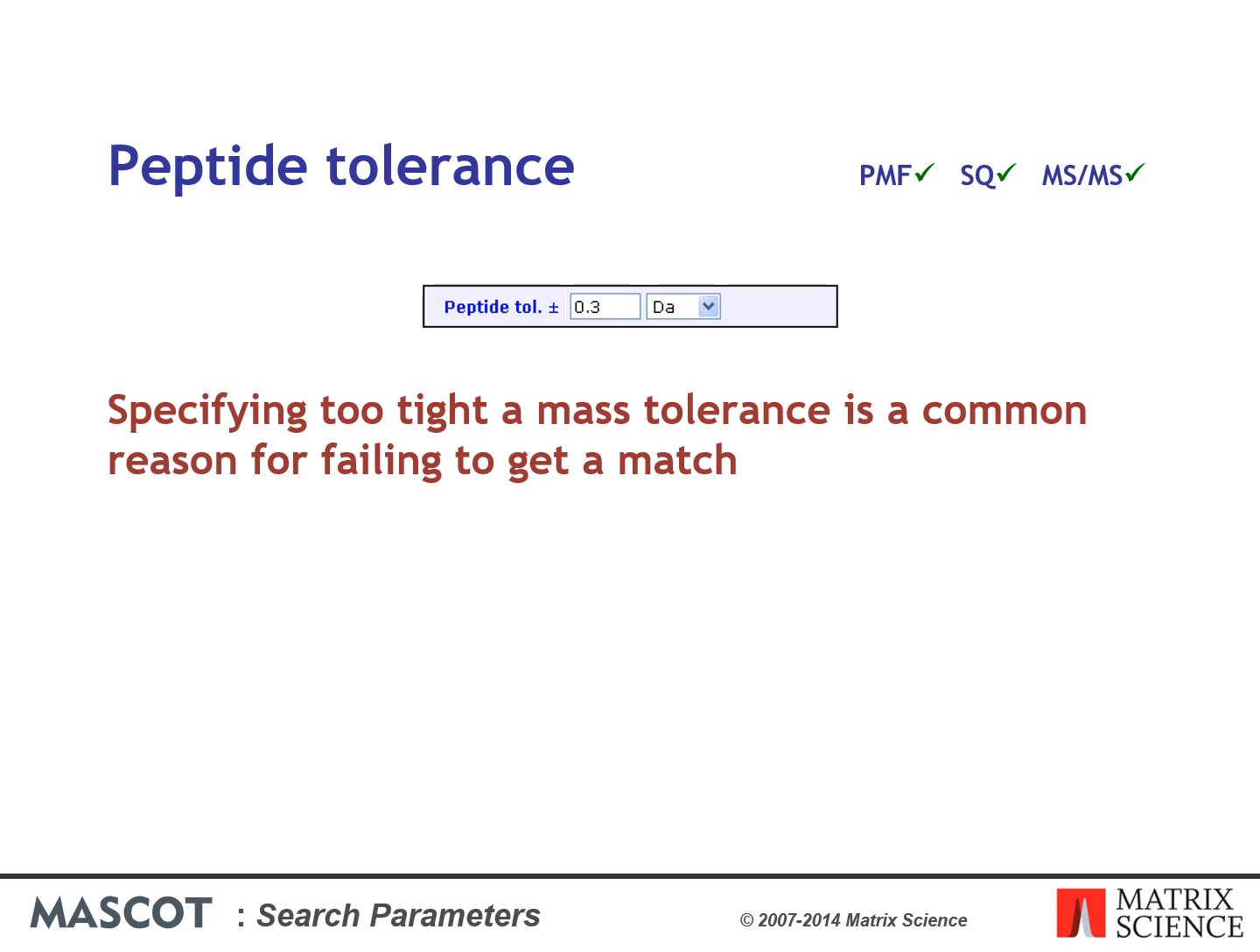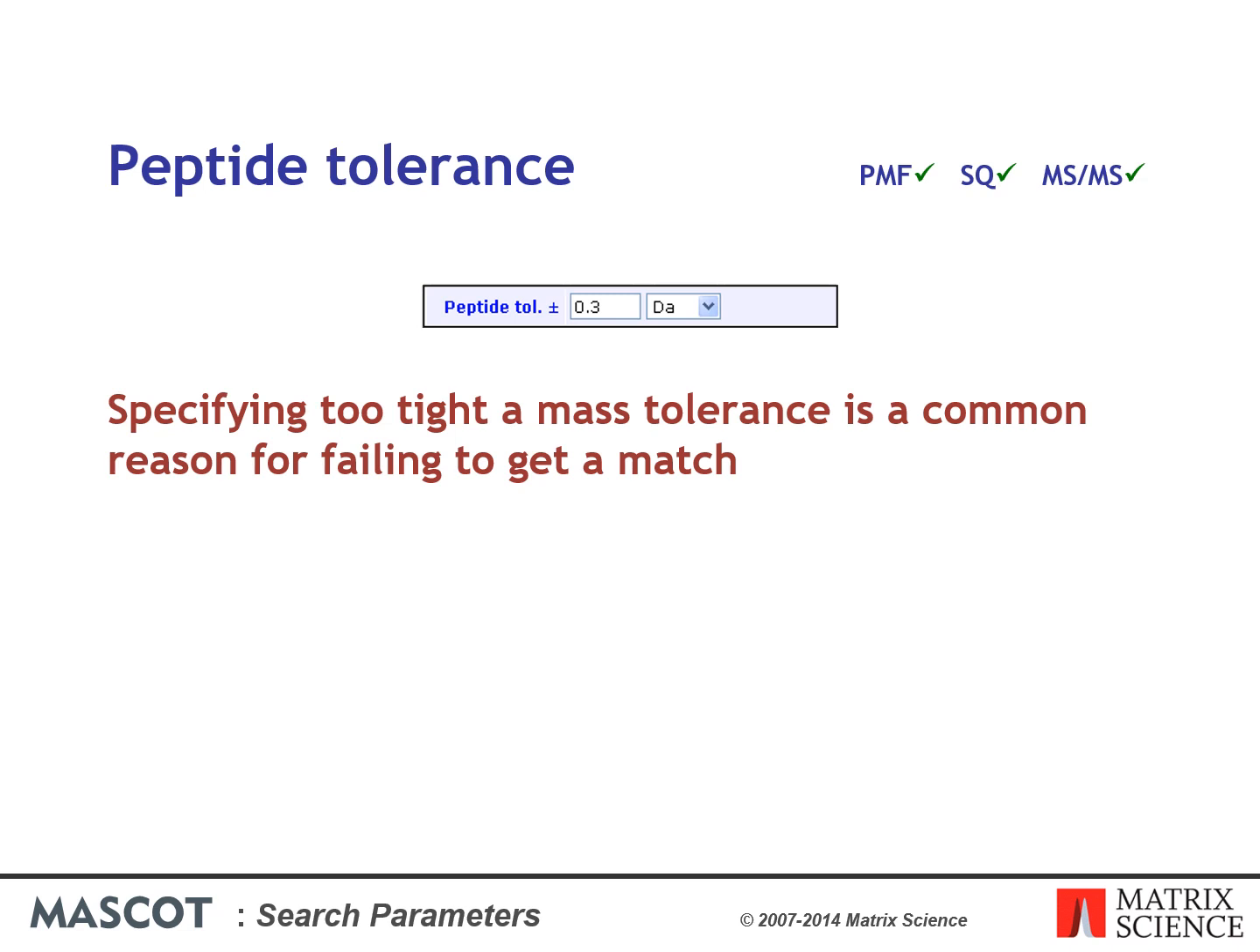This is the error window on experimental peptide mass values, not the error window for MSMS fragment ion mass values, which is set using the MSMS tol plus or minus parameter. Units can be selected from percentage, millimass units, parts per million, or Daltons. Specifying too tight a tolerance is a very common reason for failing to get a match.